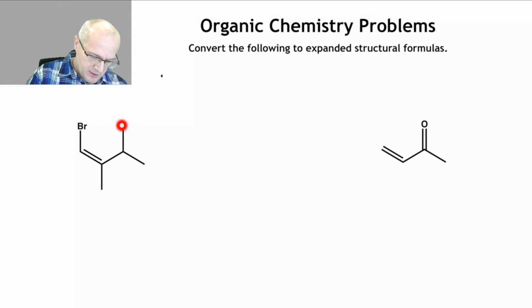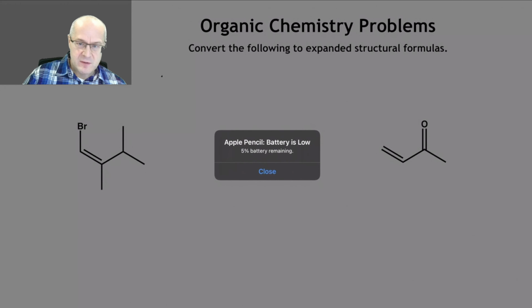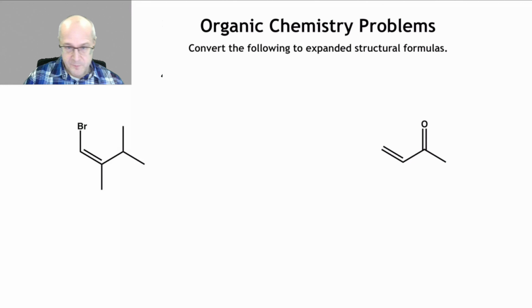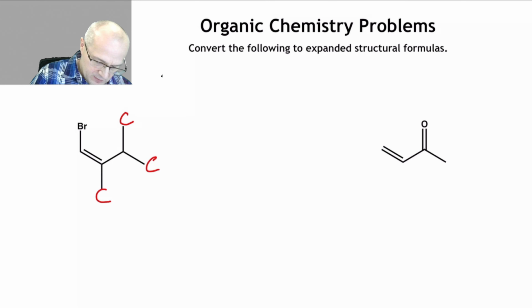So here is a line terminating. Here's a line terminating. Here's a line terminating. So these must be carbons. Here are two or more lines coming together, so there's a carbon right there as well. Two or more lines coming together, so there's a carbon here. And two or more lines there, so there's a carbon there. Now remember, carbon has to have 4 bonds, and if there's nothing else drawn, it must be hydrogen.